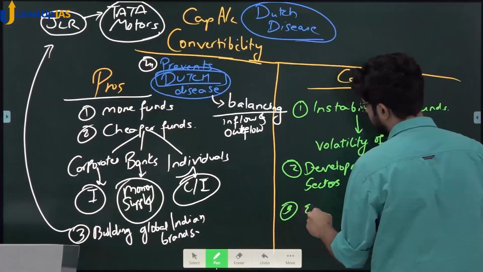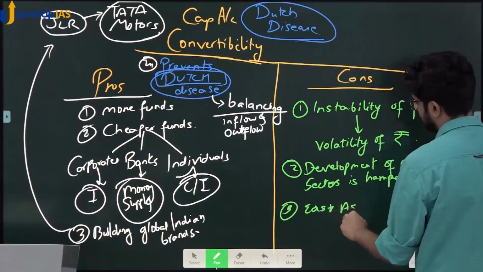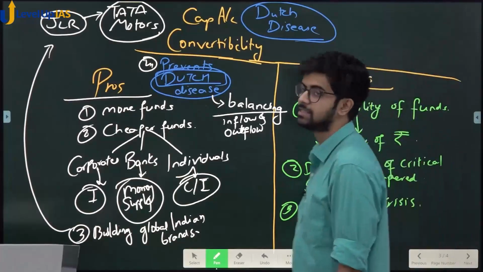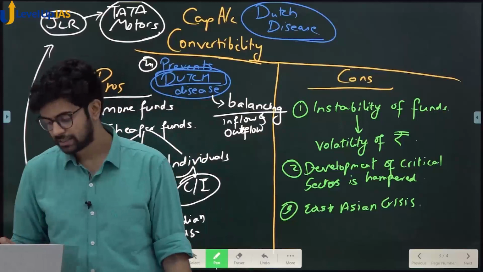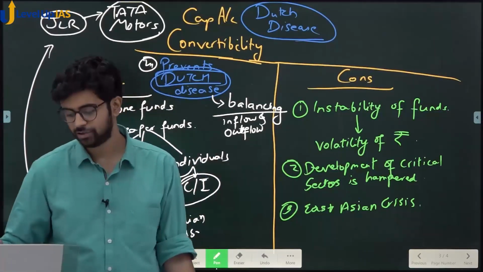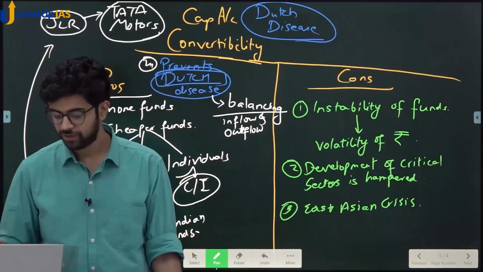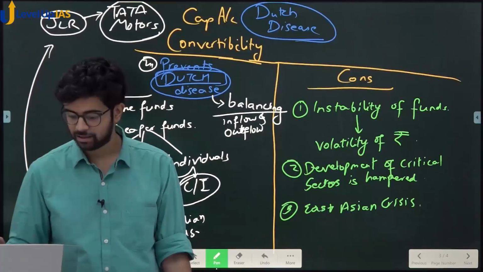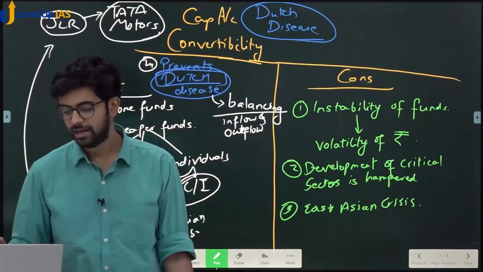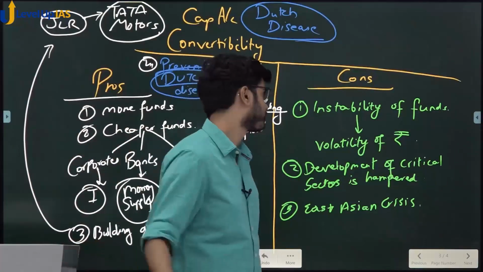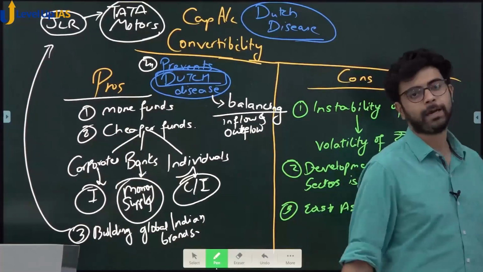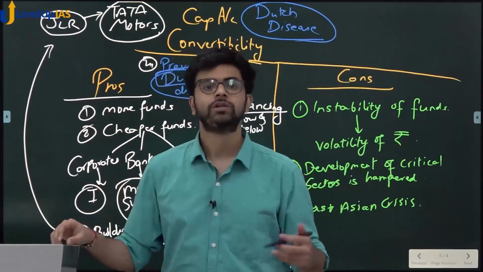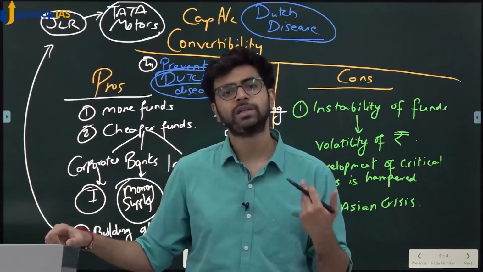And thirdly, East Asian crisis. What is East Asian crisis? It happened in 1997. We are going to discuss that in the economic happenings or major events in economics, in that particular section. So I would just write it, East Asian crisis 1997. And so what happened basically was that a lot of foreign inflow came, and East Asian countries, mainly Thailand, Malaysia, all of them were dependent on foreign flows.